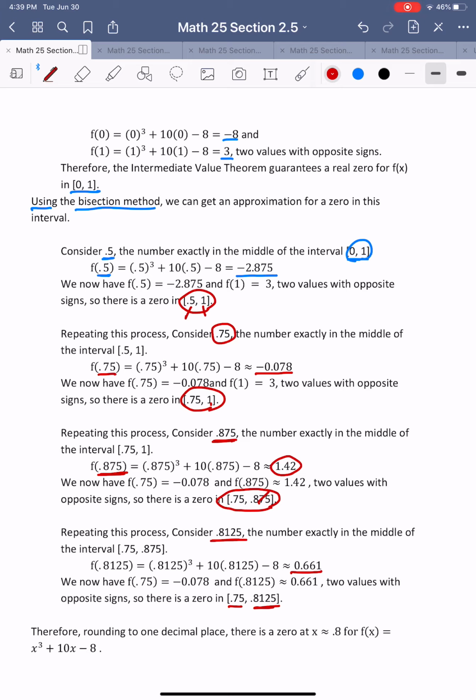So your answer is going to be something between 0.75 and 0.8125. You can find that number from the interval to check it out. Therefore, rounding to one decimal place, the zero is actually about 0.8. But it's still an approximation. We can't say that exactly.